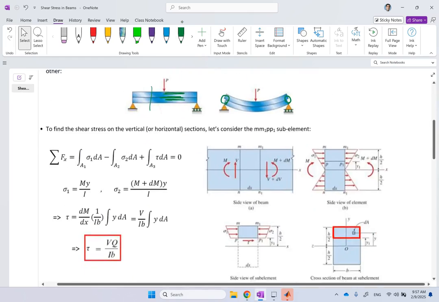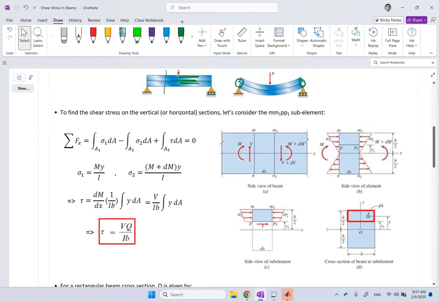Okay? Now, how do we formulate it? To do that, first we look at a small infinitesimal element with length dx somewhere along the beam at location x, and this is the side view of the beam, and this cross section is shown by points n, m, n1, and m1. Now on the left side there is shear force V and bending moment M. On the right side is V plus dV and M plus dM.